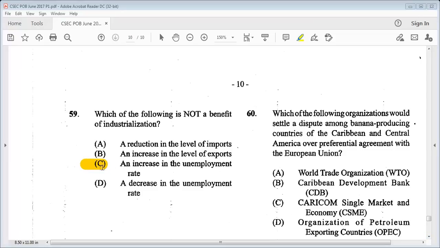Our final question, which of the following organizations would settle a dispute among banana producing countries of the Caribbean and Central America over preferential agreement with the European Union? We know it would be A, World Trade Organization, WTO. So this is it. We have come to the end of the CSEC Principles of Business, May June 2017 paper.